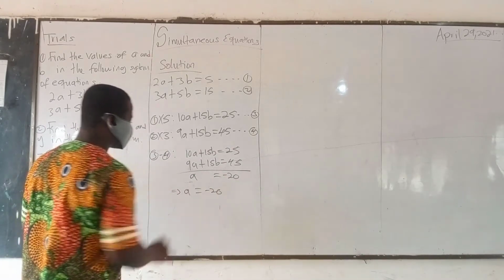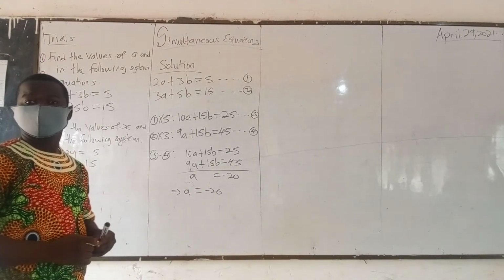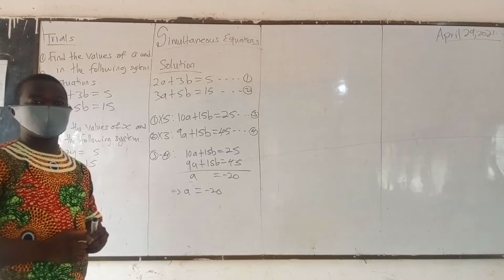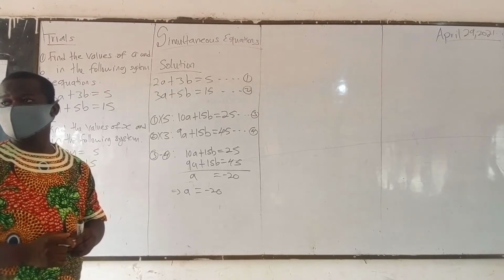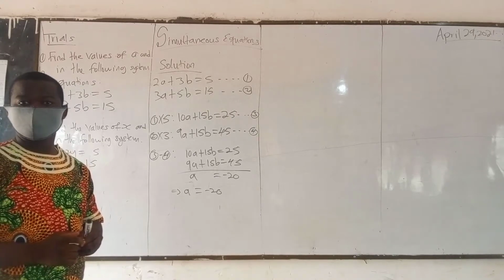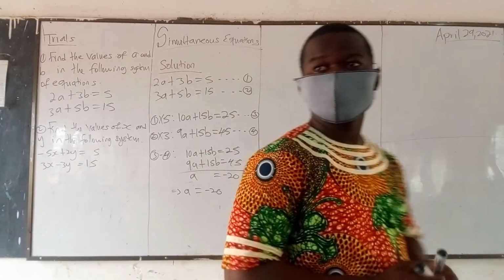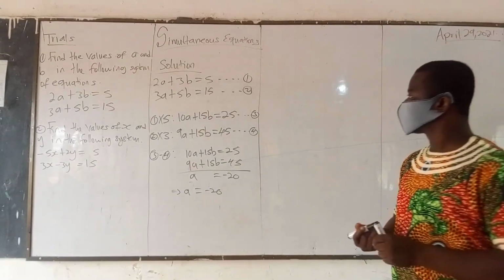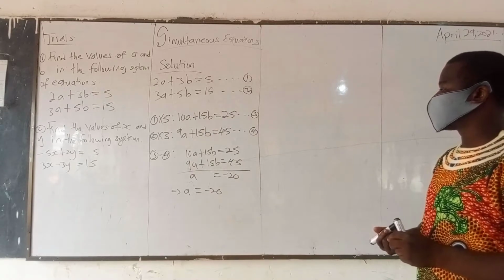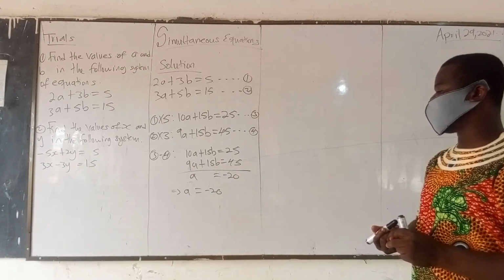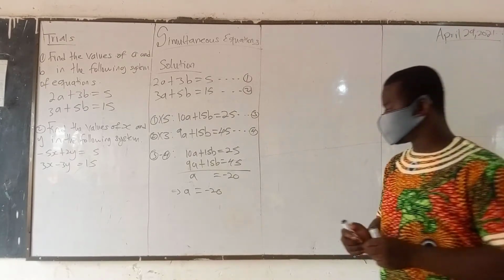So how do I find b? If you know, raise up your hand. How do I find b? How do I find b? Yes, Mary. So you substitute a is equal to negative 20 into equation 1 or 2. Alright?